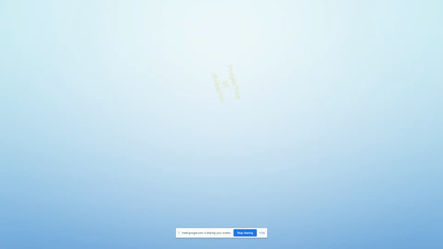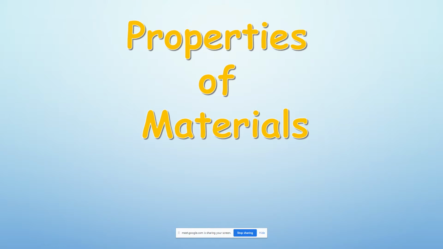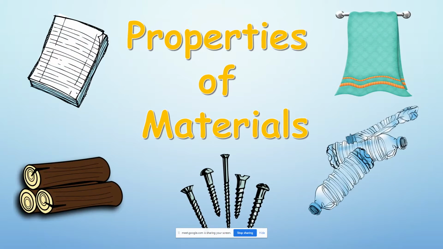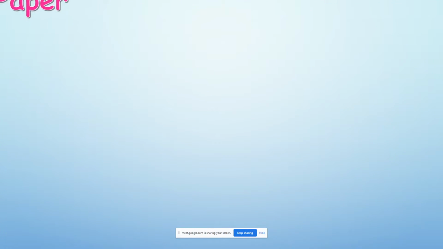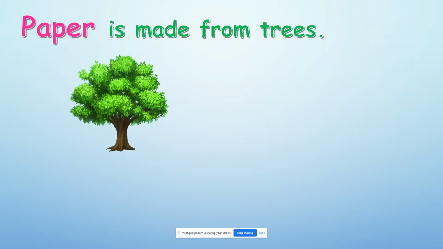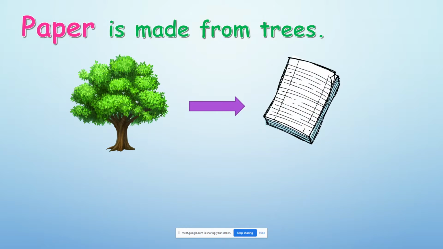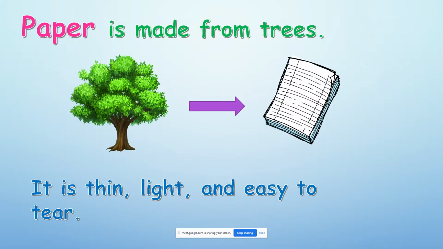Okay. Next, let's talk about the different properties of materials. Remember, this is just a review, okay? We already know this, so please help me identify them. The first one is paper. Paper is made from trees, right? Paper is thin, light, and easy to tear. When you say easy to tear, it is very easy for you to cut it, to break it, right? Break. Yes. And also light. What do you mean by light?